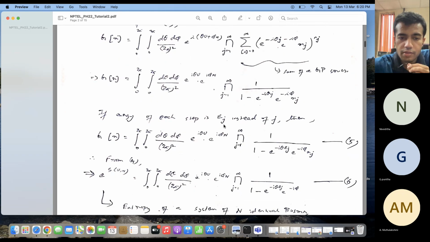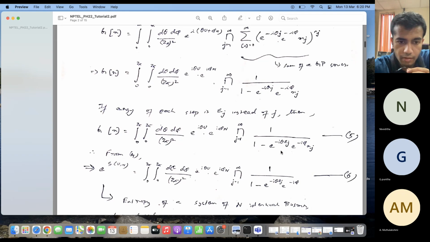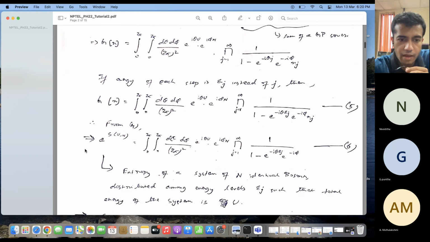So in this derivation, I had considered that the energy of the jth step is equal to j. Instead of j, if it was some general value epsilon j, then basically I will replace this j over here with epsilon j. All right. So then, like I said previously, Zn is a summation over Zn, basically gx equal to 1.